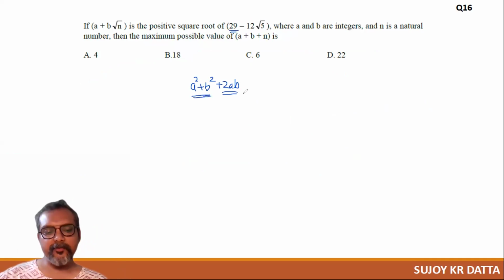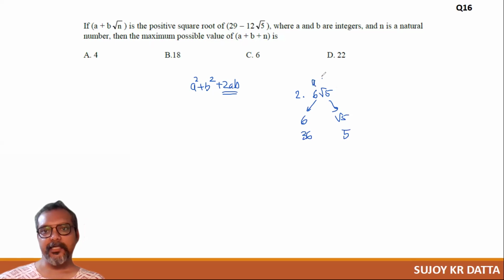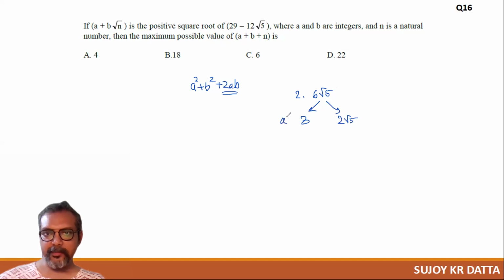So let's split that 12 root 5. So 2 times 6 root 5. Now if I write it as 6 and root 5, then 36 and 5 will come as a square. This is a and b. So 36 and 5 is 41, not 29. So that's not the correct way of splitting. So we can't do 6 and root 5. So maybe we can try with 3 and 2 root 5. That's your a and that's your b. Now if I square them, 9 and 20 gives us 29. So the split is 3 and 2 root 5.